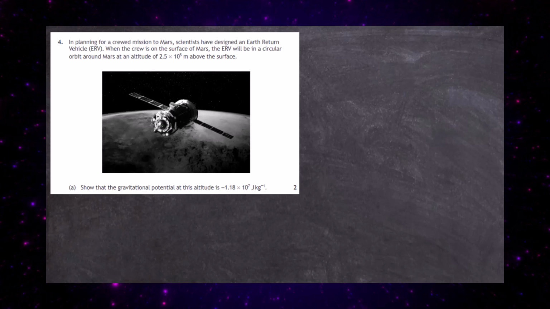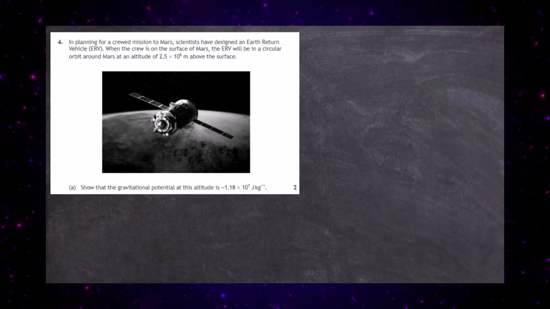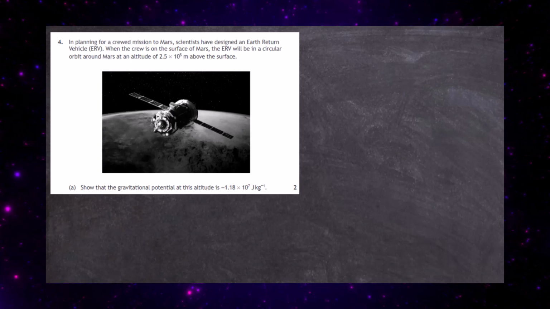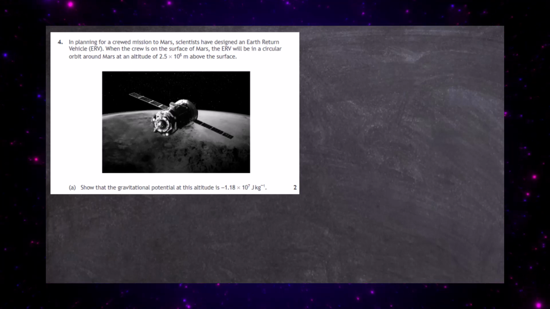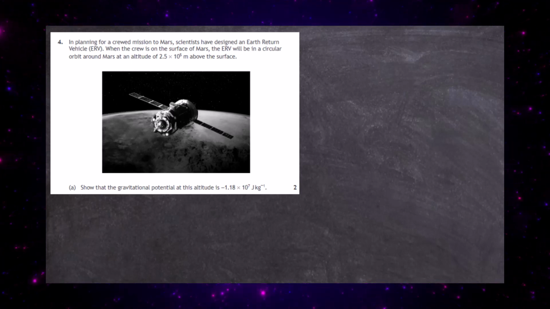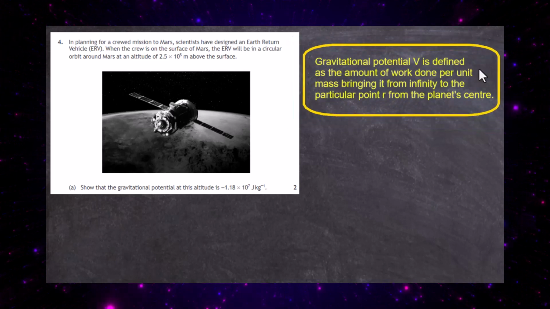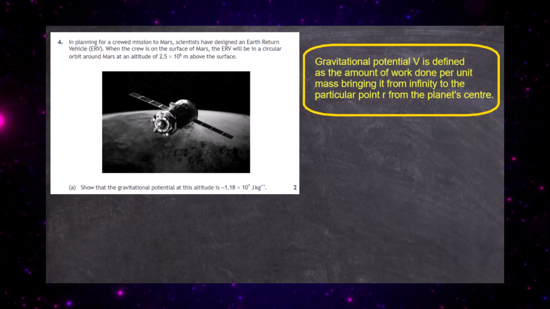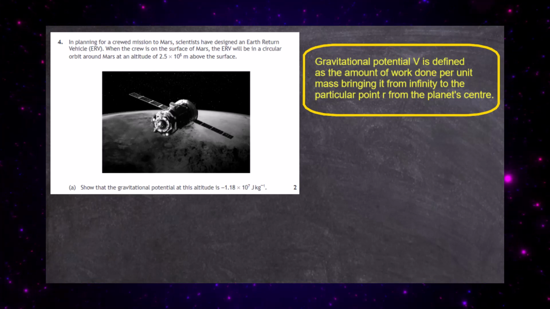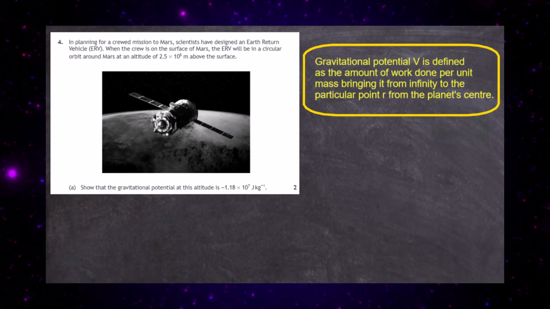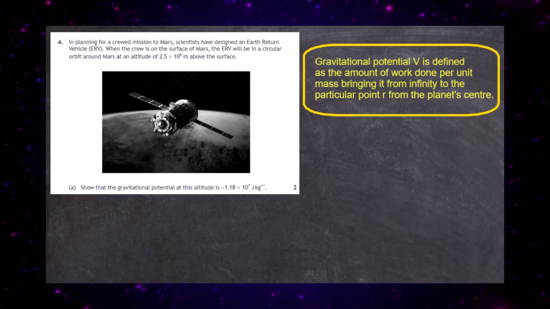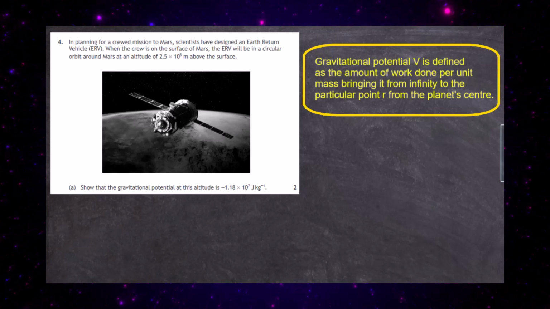And for 2 marks, we're asked to show that the gravitational potential at this altitude is given by minus 1.18 times 10 to the power 7 joules per kilogram. Well, we know this important fact from the Advanced Higher: gravitational potential V is defined as the amount of work done per unit mass, bringing it from infinity to a particular point R from the planet's centre. And it's given by this relationship here.